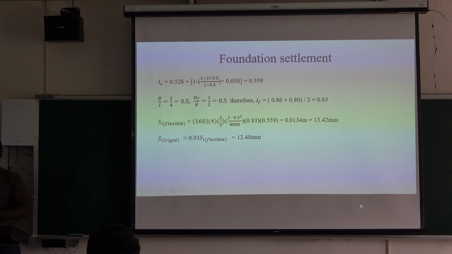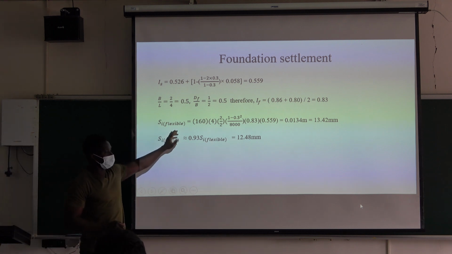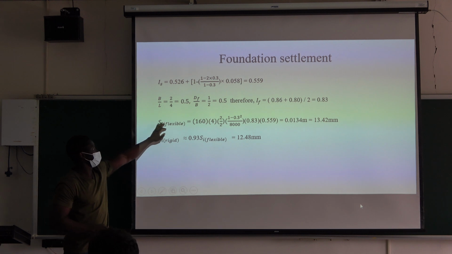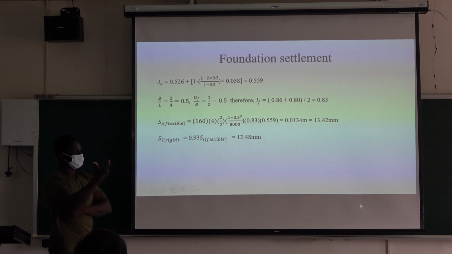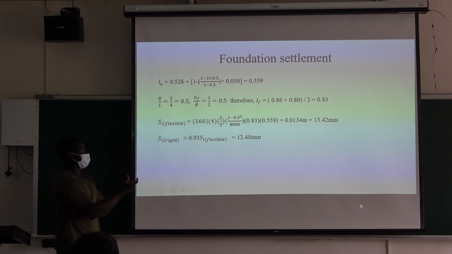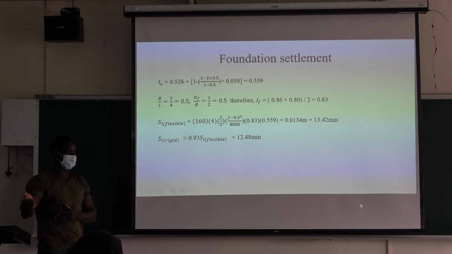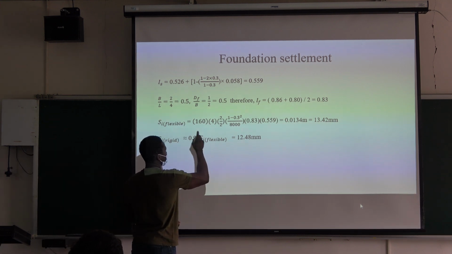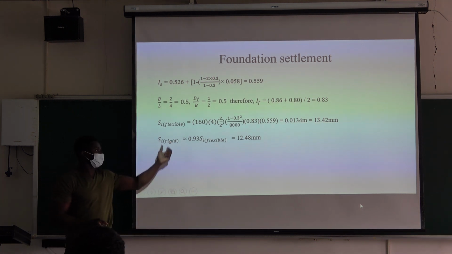Are you working with the center? Are you working with the corner? Get the right equations and then just substitute here, then you can easily get your answer. So here is the value for the flexible footing. If it is flexible, this is the settlement. So there's a correlation between these two. If it is rigid, the settlement is approximately 0.93 of the flexible. So you don't need to go through the whole process to calculate again. You just multiply this value by this to give you a rough estimate of the rigid.